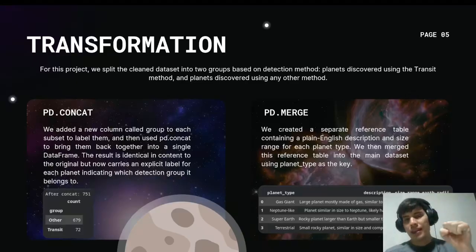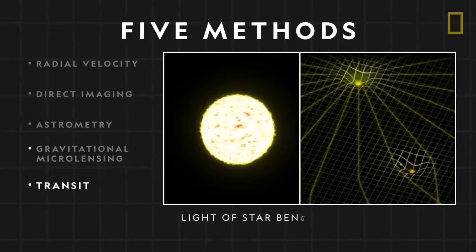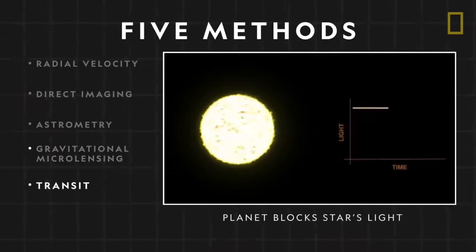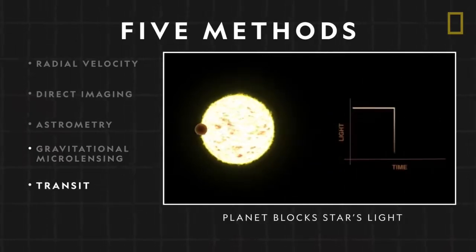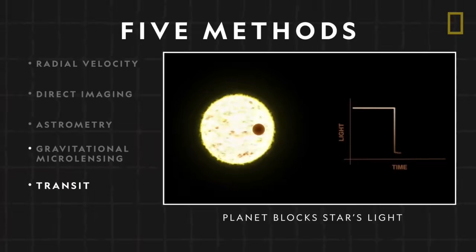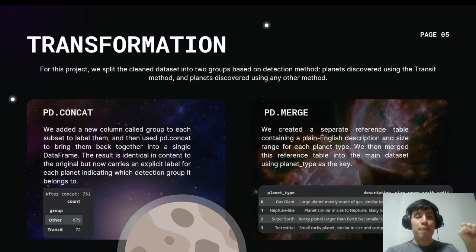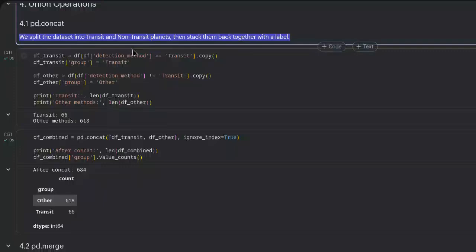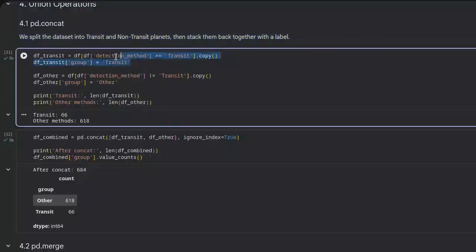The transit method is when we look at stars and the brightness they emit, and basically if that brightness ever lowers, it means that a planet is passing in front of it from our point of view. That is what the transit method consists of. We added a new column called group to each subset to label them, and we used the function concat to bring them back together into a single data frame.